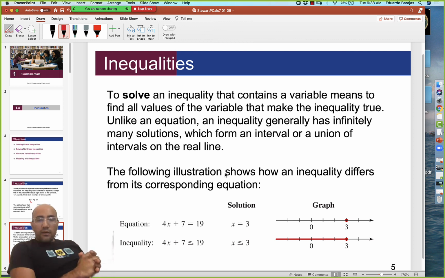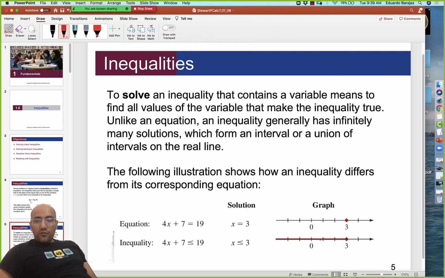So if the equation had been 4x plus 7 equals 19, then what we would do is subtract 7 from both sides, divide by 4, and we would arrive at the answer x equals 3. With an equation, there's only one value that makes it exactly true. Replacing the x with a 3 makes it true. When we have the inequality, we do the same thing, subtract 7, divide by 4, and we arrive at the statement that x must be less than or equal to 3.